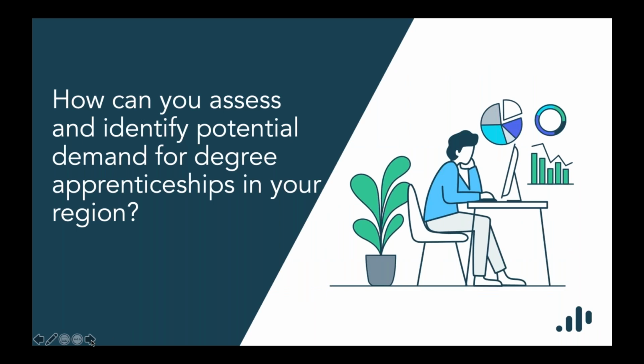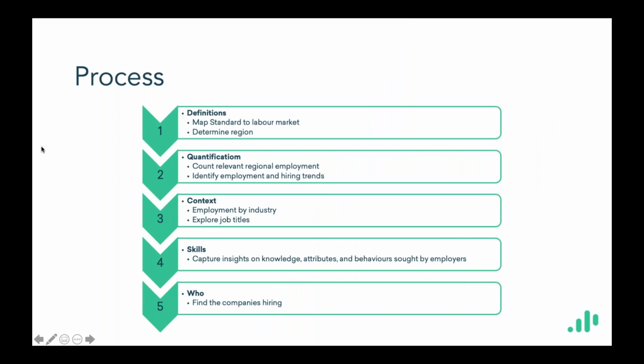There we go. So to the question, how can you assess and identify potential demand for degree apprenticeships in your region? After all, the standard may suit your capabilities as an institution. It may spark student interest if it's in a sexy new area or a traditionally popular field, but does your local economy actually support jobs in those areas? So let's start with the process, and we can see that here on this slide.